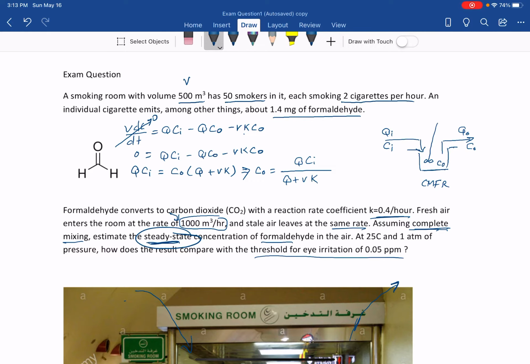So we know Q. Q is 1,000 meter cubic per hour here. And we know volume. Volume is 500 meter cubic. We know K is 0.4 per hour. What is needed right now? We know this flow, but we don't know Ci. Let's put what is given here. He just put it as 50 smokers, 50 people inside the smoking area. Let's say 50 people.